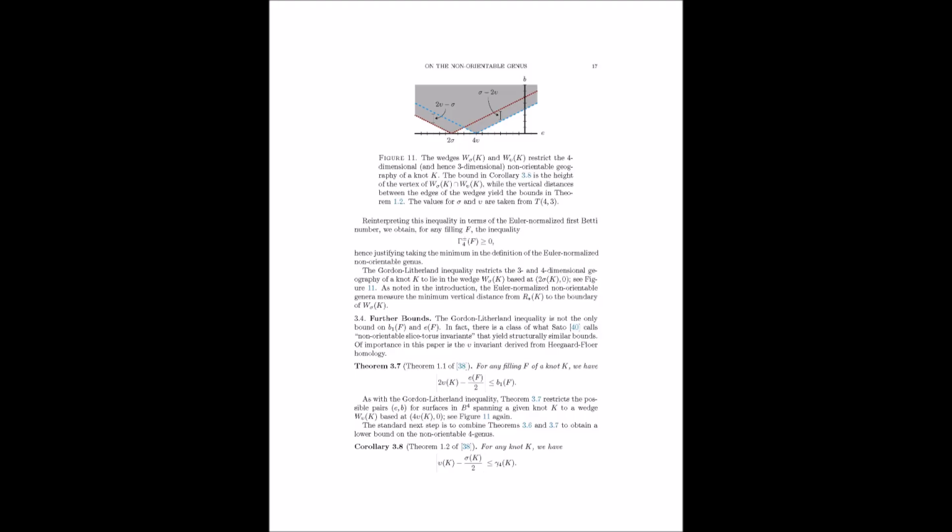This sets up the 3D side of the equation perfectly. All right, on to Section 3, fillings in 4 dimensions. We are now moving up a dimension, stepping into the wormhole. Subsection 3.1 is normal Euler number and 4D geography.